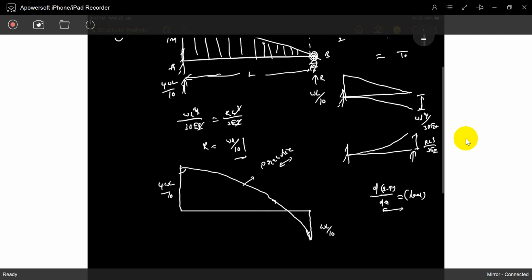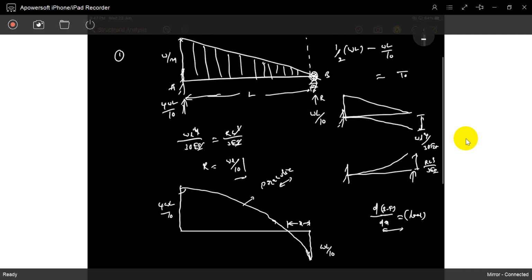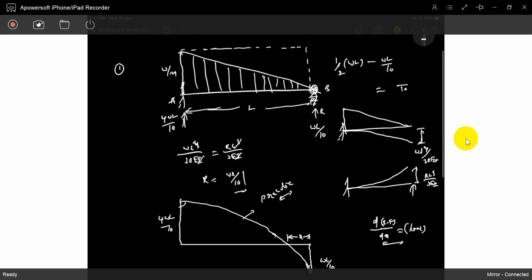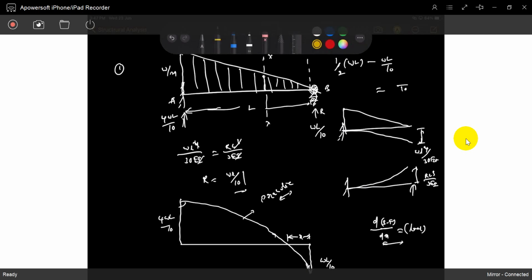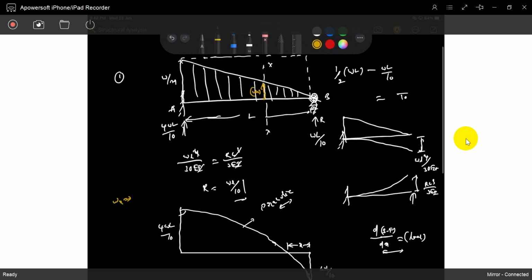So where is it zero? Somewhere, I just took some x. Understood? Some x. So what is the value of this? This is wx. What is the value of wx? See, it is 0 to L, w. For x, how much is it?